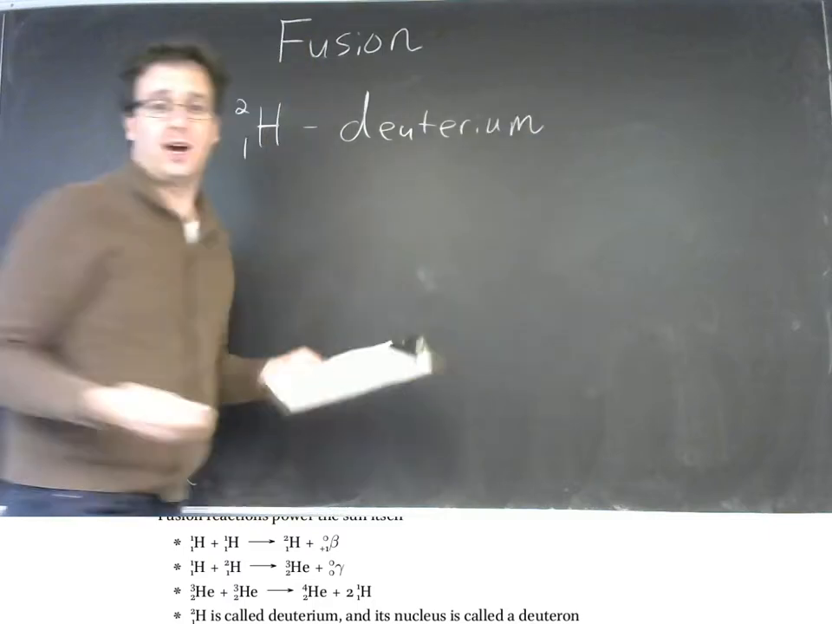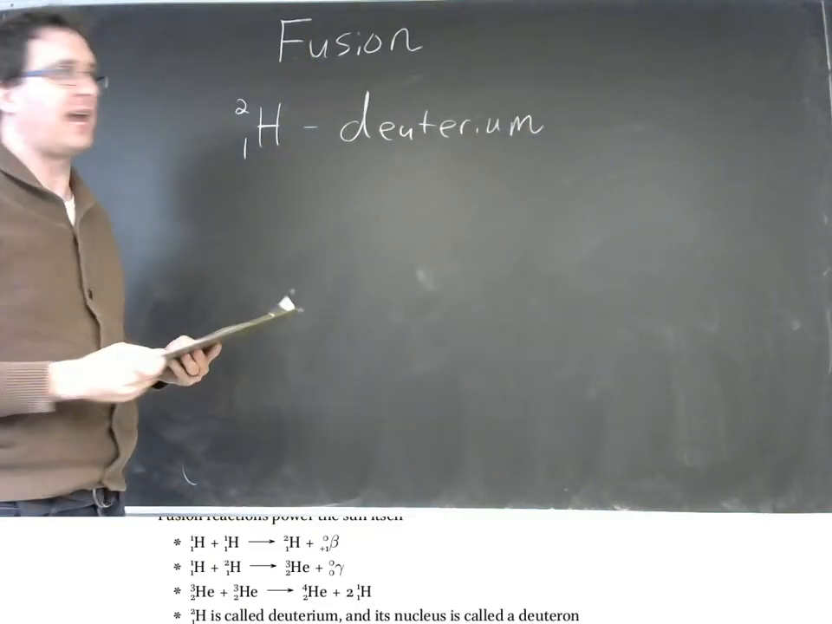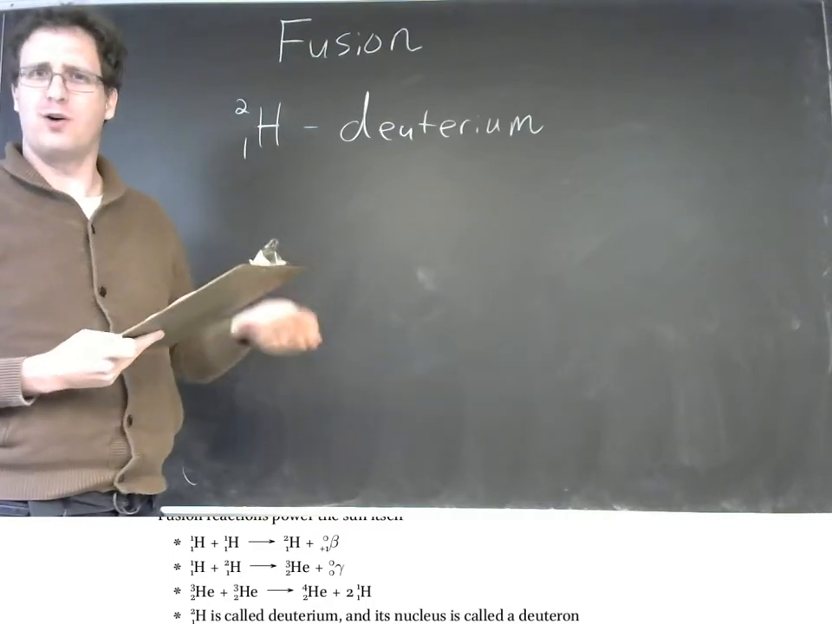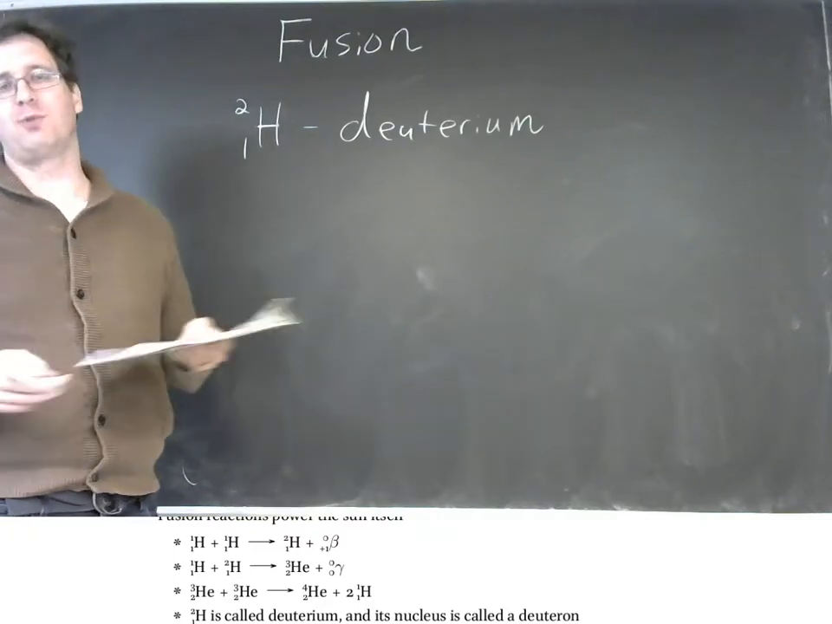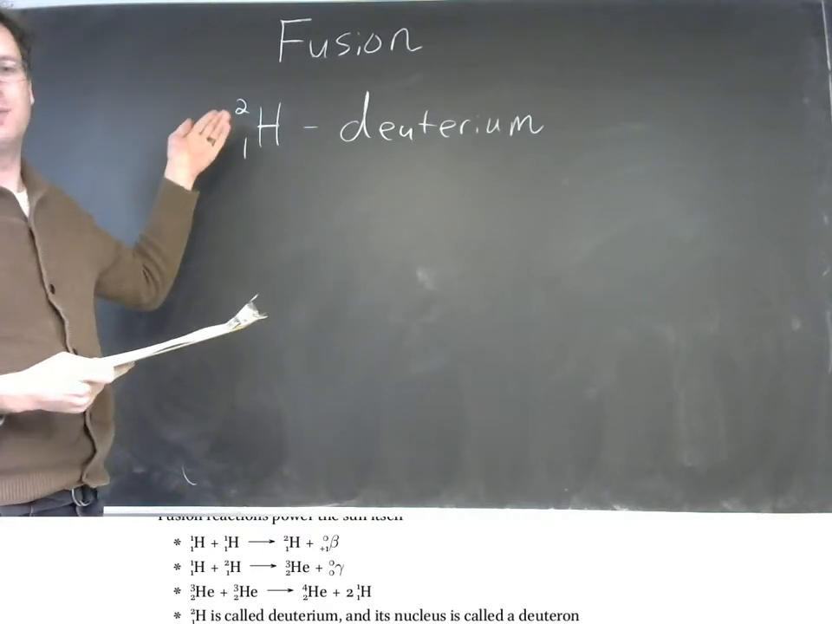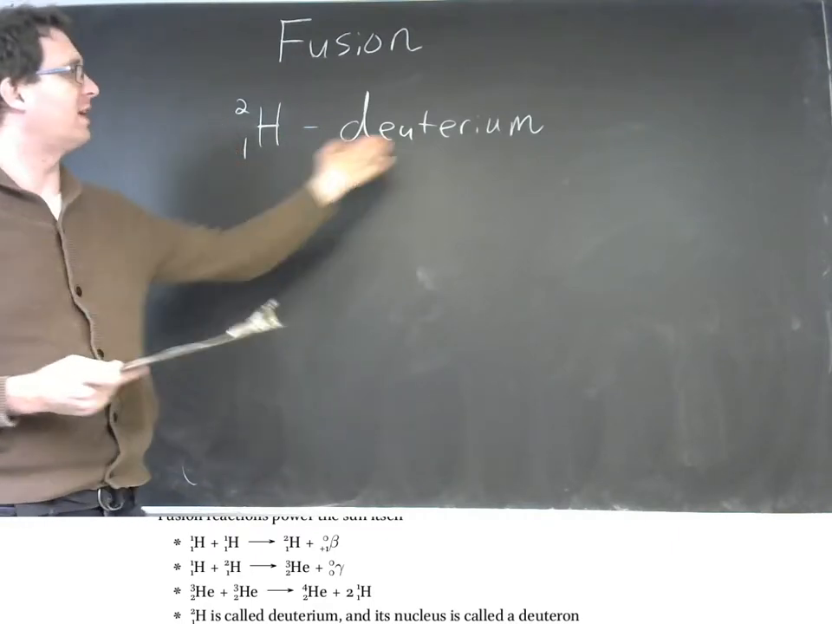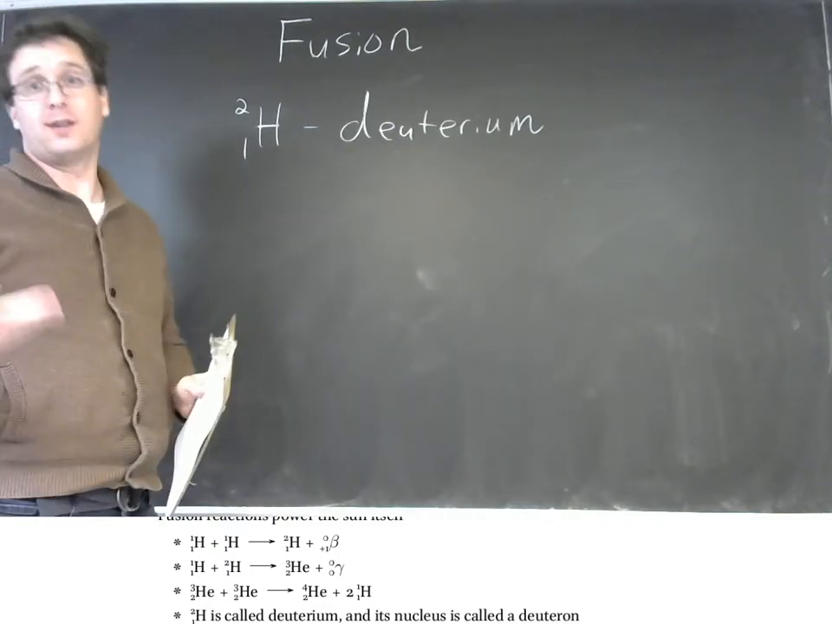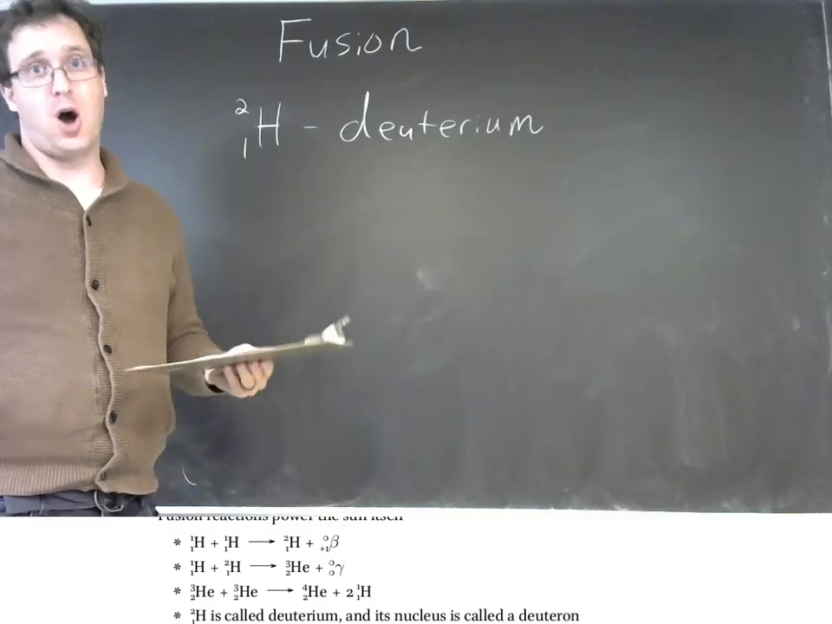It's just an isotope of hydrogen. We don't usually name all of the different isotopes. Carbon 11, carbon 12, carbon 13, carbon 14, we just call them all carbon and we give them a number. Well, this is just hydrogen 2. But because of its importance, we give it a name. It is deuterium. And the nucleus of deuterium is called a deuteron.